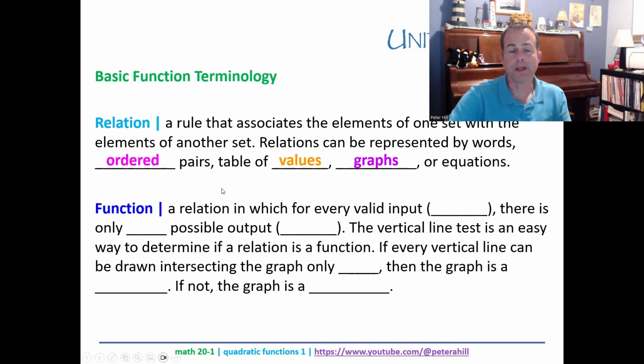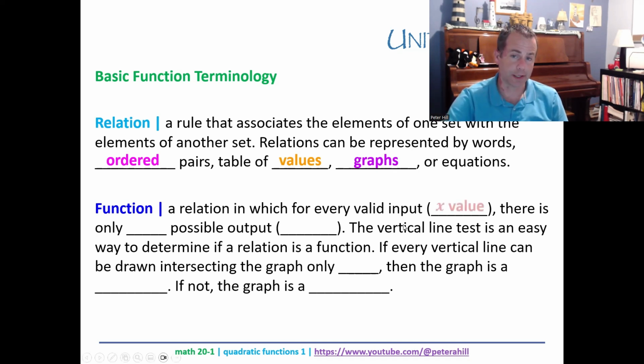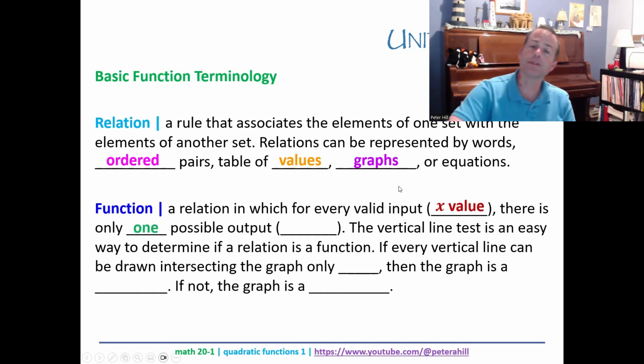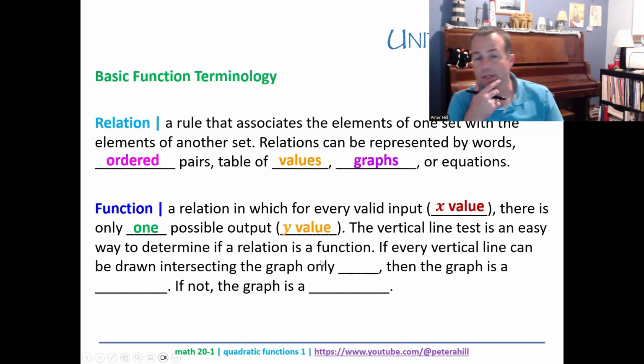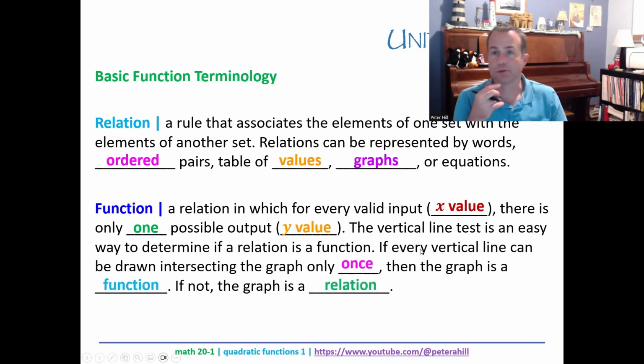A function. A function is a type of relation in which for every valid input, your x value, there is only one possible output, and the output is your y value. Okay, the vertical line test is an easy way to determine if a relation is a function. If every vertical line drawn intersects the graph only once, then the graph is a function. If not, the graph is a relation.